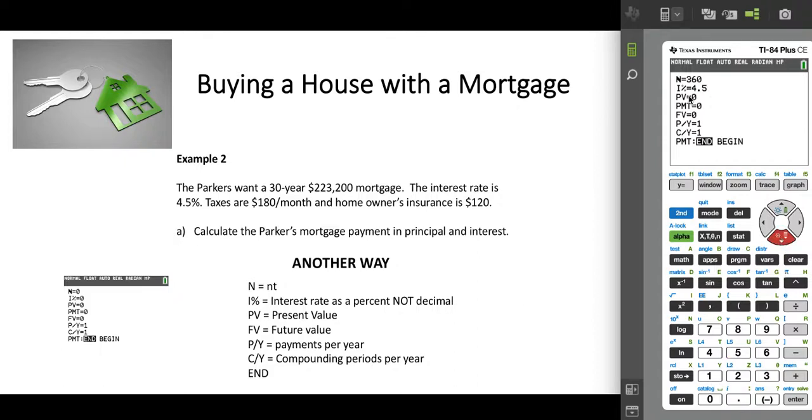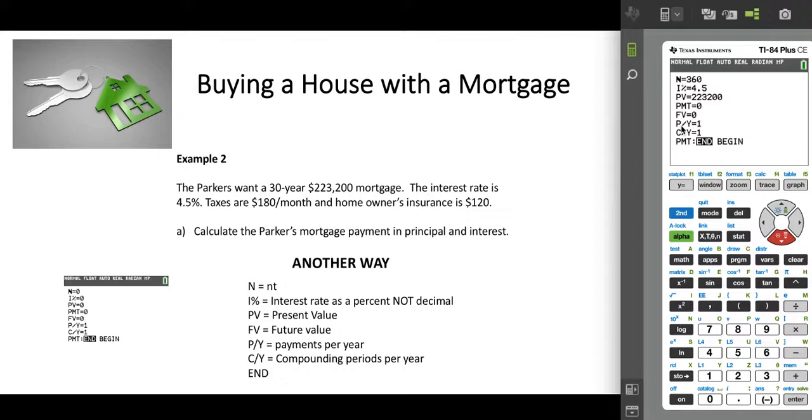Present value is the amount you are borrowing. So the amount, well in this case the Parkers are borrowing, is $223,200. We're going to be calculating the payment. So like I said before, just leave that as 0. We'll come back to that line. The future value of this money, the future value is 0 because you are paying this loan off. When you're done paying this loan off, you should owe nothing. So the future value should be 0.